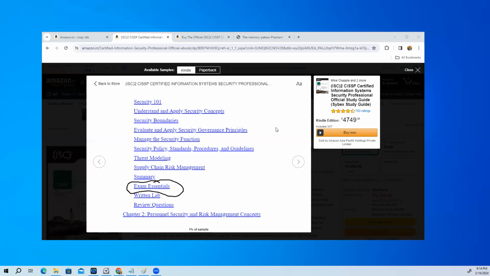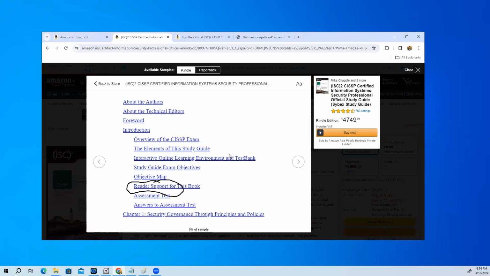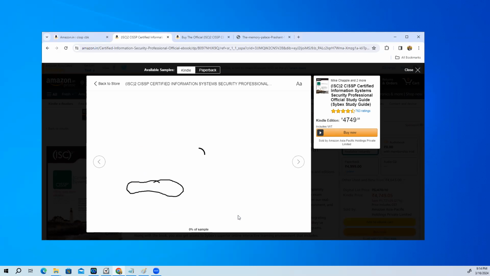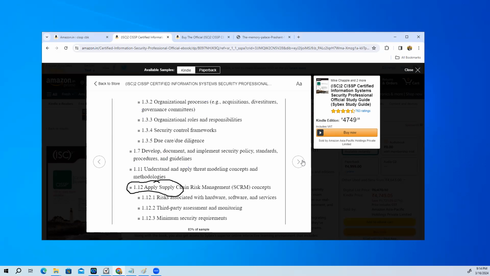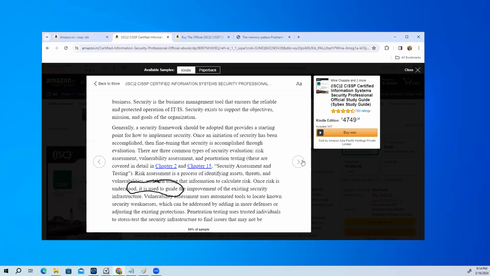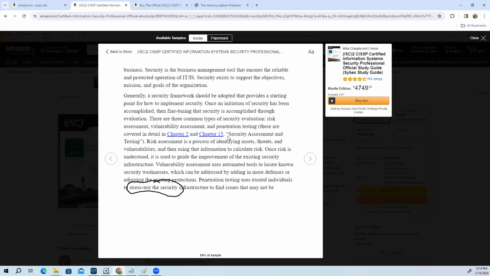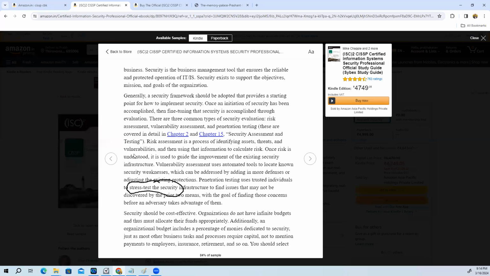Now, the question is how to read chapter one. So let's take an example. We are going with chapter one, which is called Security Governance and Principles. The book starts with talking about the overview and everything. Okay. Now we have this huge content. Now, how to read that? That's the question. Oh, so much to read.